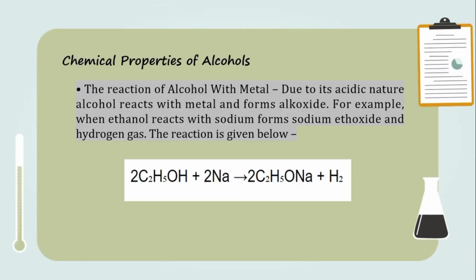Next is the reaction of alcohol with metal. Due to its acidic nature, alcohol reacts with metal and forms alkoxide. For example, when ethanol reacts with sodium, it forms sodium ethoxide and hydrogen gas. The reaction is given below. So this is the reaction when alcohol is exposed to metal. Let's remember that alcohol is acidic in nature, and it is very reactive to metals.